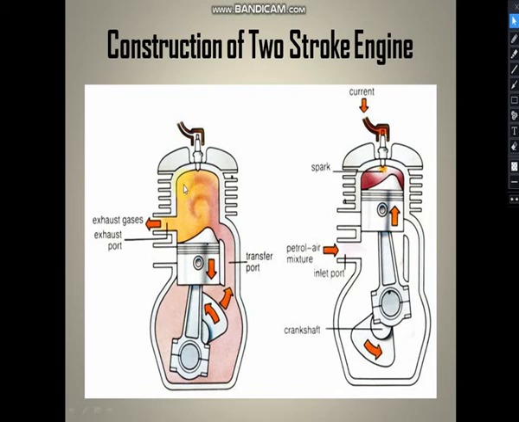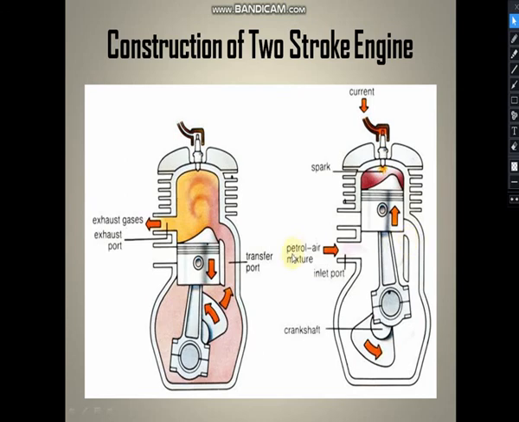So the major constructional difference between the two-stroke engine and the four-stroke engine is that in the two-stroke engine, instead of valves, ports are used. Now what is a port? Here you can see this is the exhaust port, this is the transfer port, this is the inlet port, and again this is the exhaust port and the transfer port.